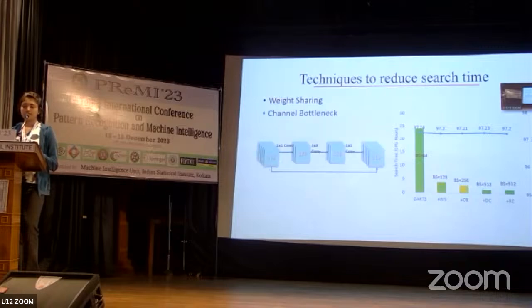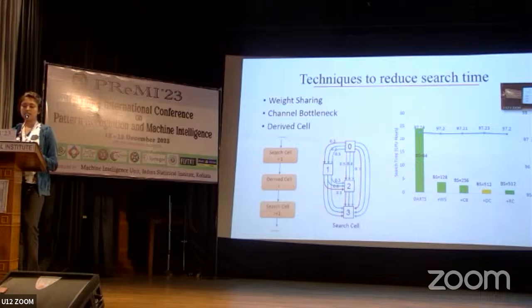Similarly, there's the popular method of channel bottlenecking, where we use 1x1 convolutions to reduce the number of filters. So when we use this in our search cells, we can further reduce the memory overhead and increase our batch size.